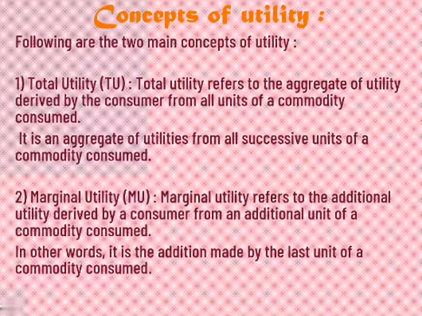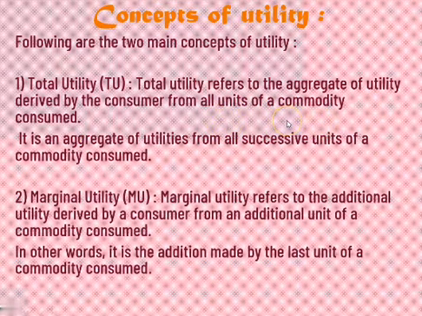The satisfaction that you get after consuming all 8 pieces of pizza is called total utility. So total utility refers to the aggregate of utility derived by the consumer from all units of a commodity consumed, all units of the same commodity. The commodity here is pizza, and the utility that you have got after eating all pieces of that pizza is called total utility.